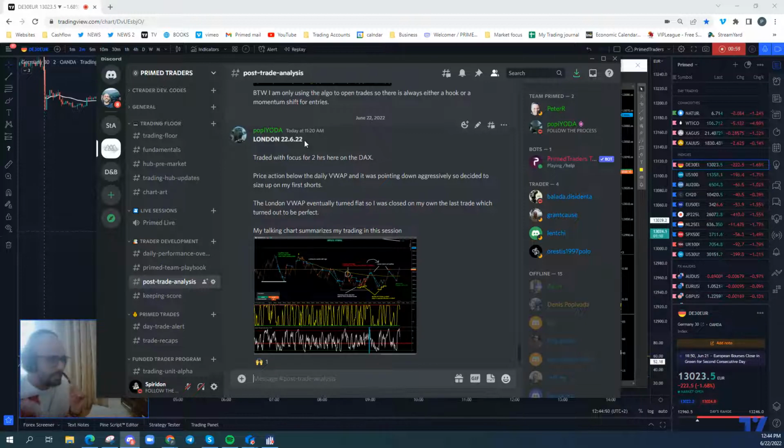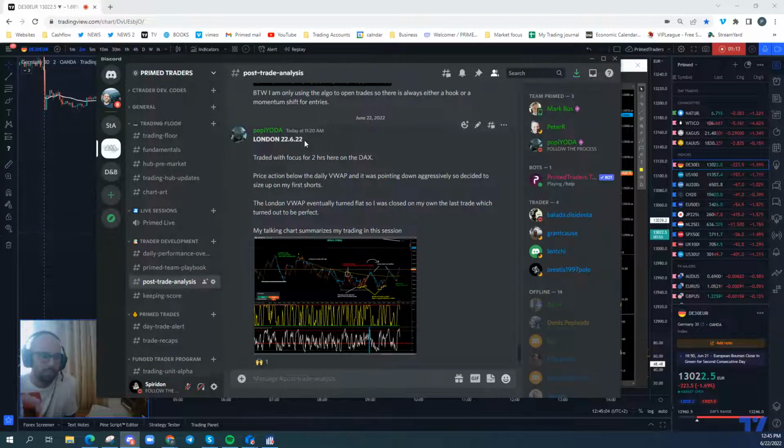Generally, I was selling, and I'm going to make a video either today or at some point this week about VWAPs, specifically the daily VWAP and the anchored VWAP. I'm going to explain in detail how I use this to generate my trade criteria. As you guys can see here, price action below the daily VWAP was pointing down aggressively, so I decided to size up my first shorts. The London VWAP eventually turned flat, so I decided to close my last trade, which turned out perfect.